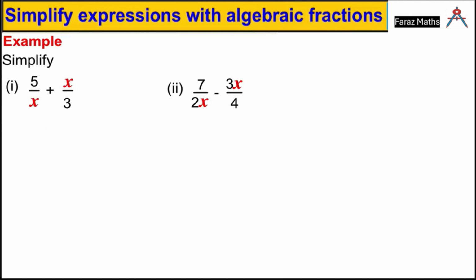So 5 over x plus x over 3. Now if we simplify this, we have to make the denominators the same. This one is x, this one is 3. How can you make them the same?